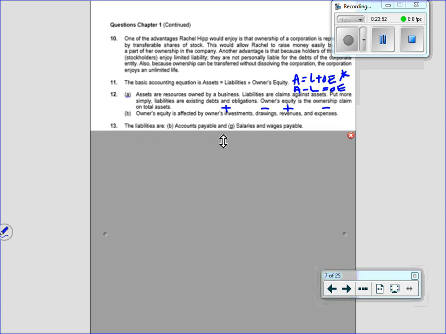Go ahead and do number 13 as well. It's asking you, out of that list, find the liabilities. And I'm going to give you a hint. There's 2 of them.